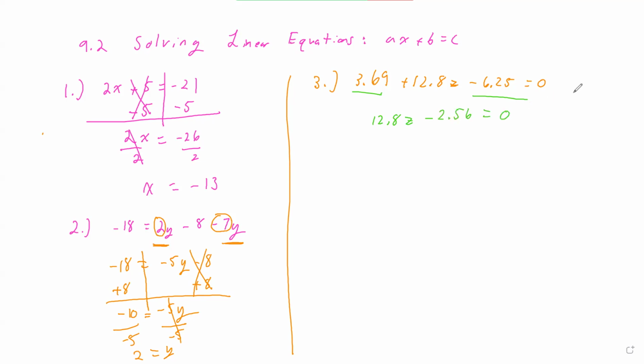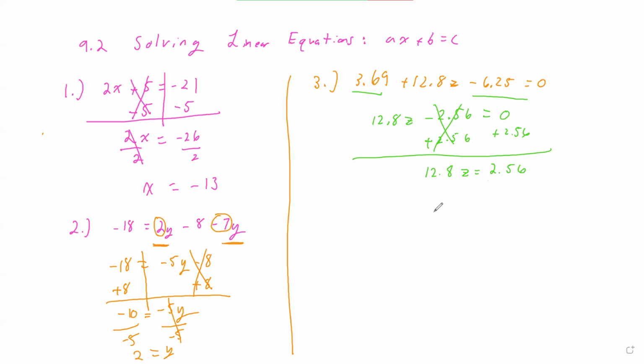Before I go on any further, are we okay with subtracting decimals with negatives and stuff? Perfect. So now what do I do? Perfect. Get rid of the addition and subtraction. Since I'm subtracting, I need to add. And what I do to one side, I need to do to the other. So I have 12.8z. And now what is 0 plus 2.56? 2.56.